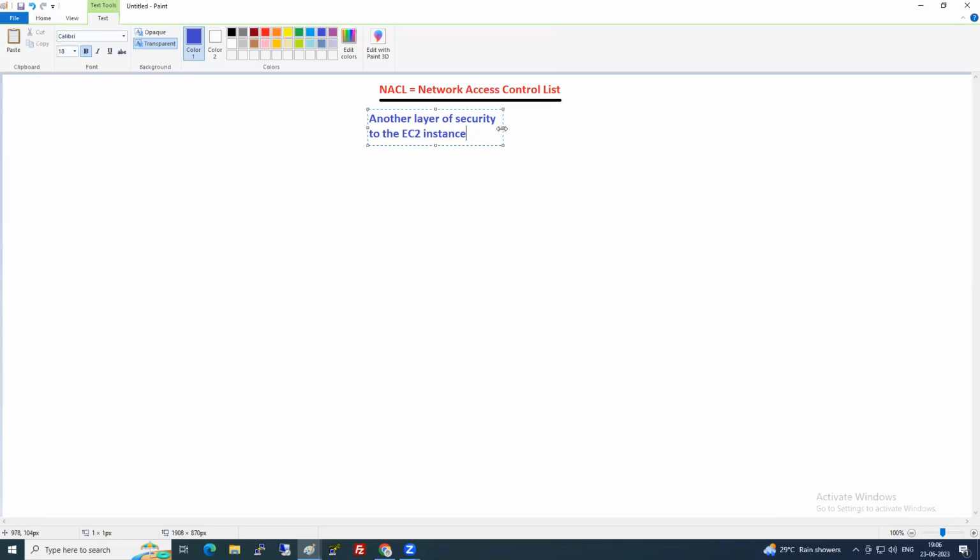Slowly, guys, don't get confused a little bit here. Okay. So if you want to have a high security, will you go for NACL? Yes. If you want to tighten the security, go for NACL.